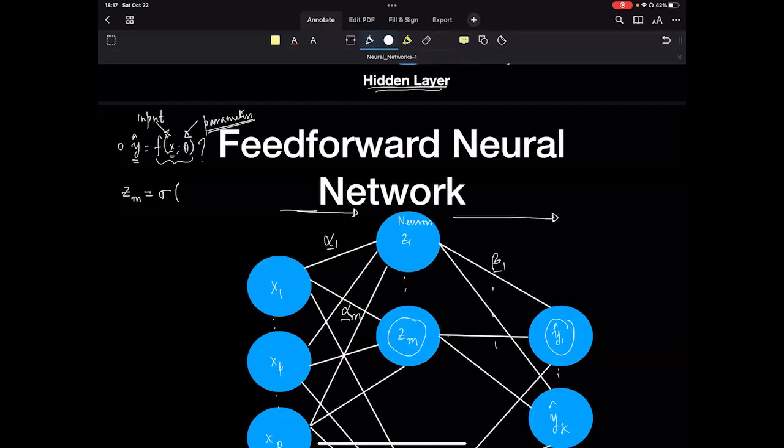Then I will use the shorthand just for simplicity. So I will say that this is equal to w_m, and here we have alpha, very good, and x. Okay, excellent.